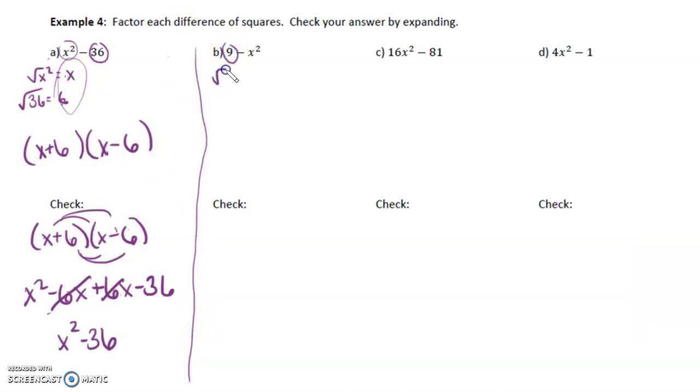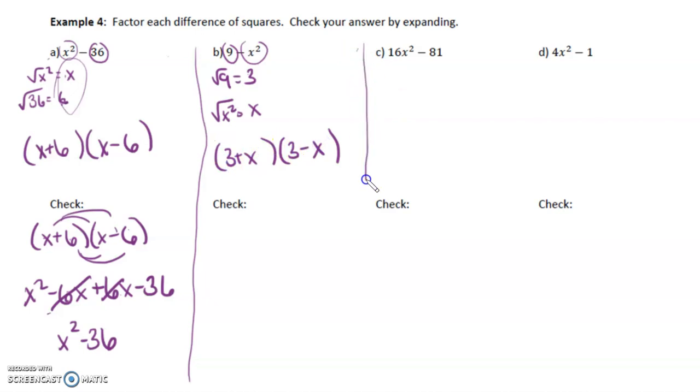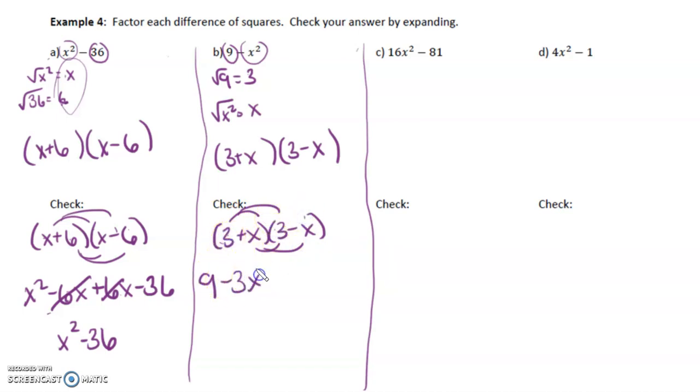Okay, B. We're going to root 9, which is 3, and we're going to root x squared, which is x, and now we're going to sub in 3 plus x, 3 minus x. And that's it. If we wanted to check it, we would come down here and we would FOIL these two brackets. 3 times 3 is 9, 3 times negative x is negative 3x, 3 times x is positive 3x, and x times negative x is negative x squared. These two middle terms cancel out. Every single time with difference of squares, those two middle terms will cancel out, and we get 9 minus x squared.